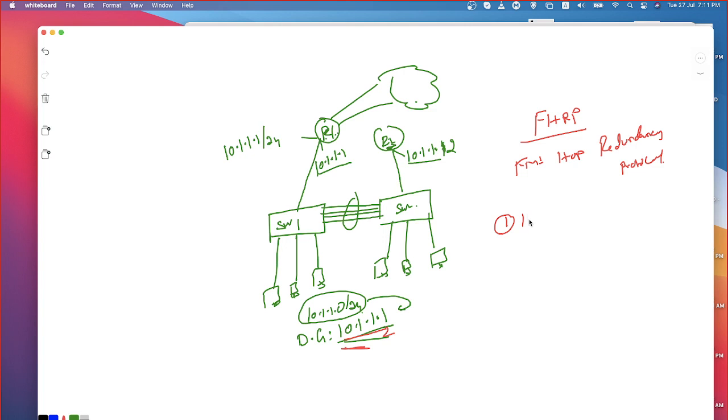The first one is HSRP. The second one is VRRP. The third one is GLBP. Out of these three, HSRP and GLBP are Cisco proprietary protocols, whereas VRRP is industry standard. What I mean to say is, if router 1 and router 2 both of them are Cisco, then you can use any of these protocols for the FHRP. Whereas if router 1 is Cisco and router 2 is a different vendor product, it could be Juniper, it could be any product.